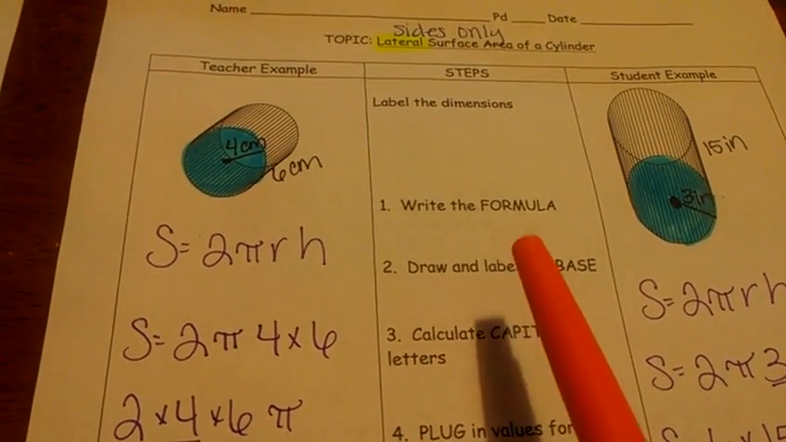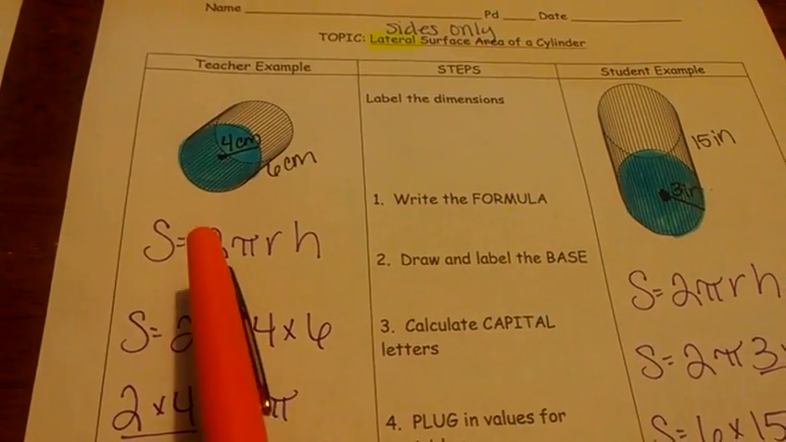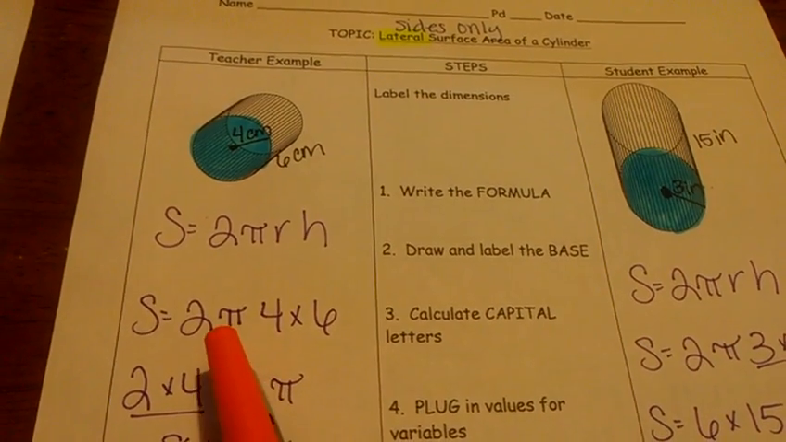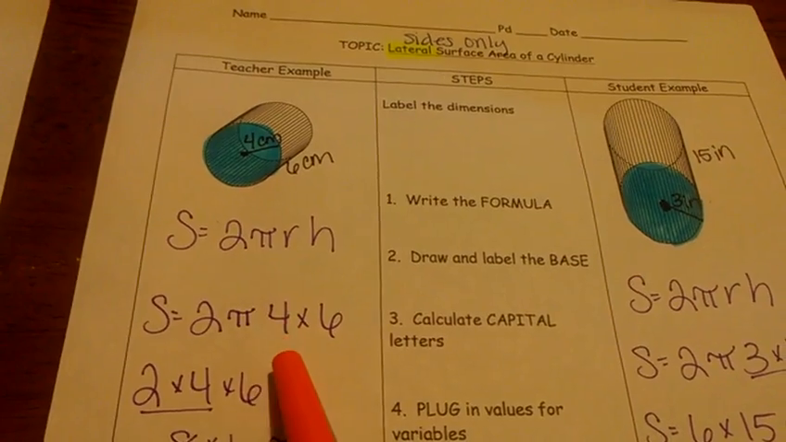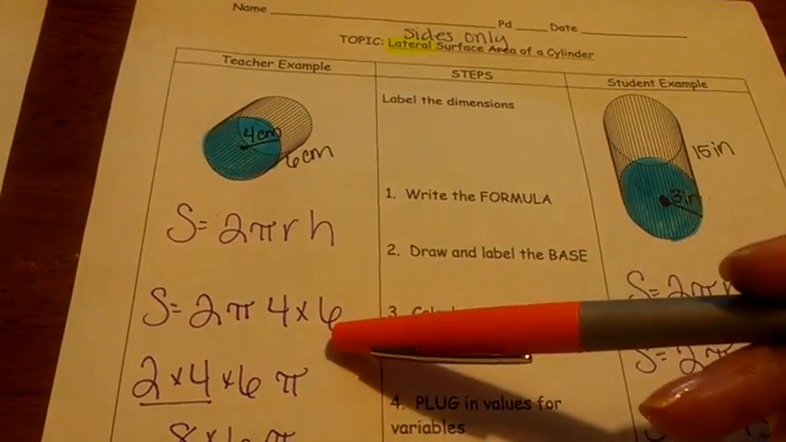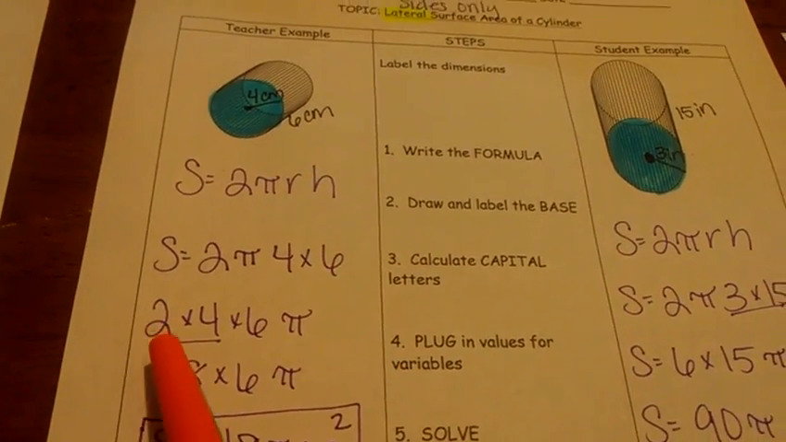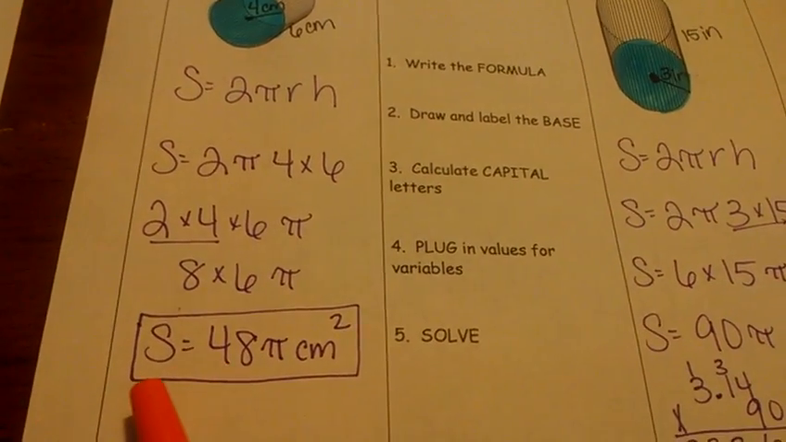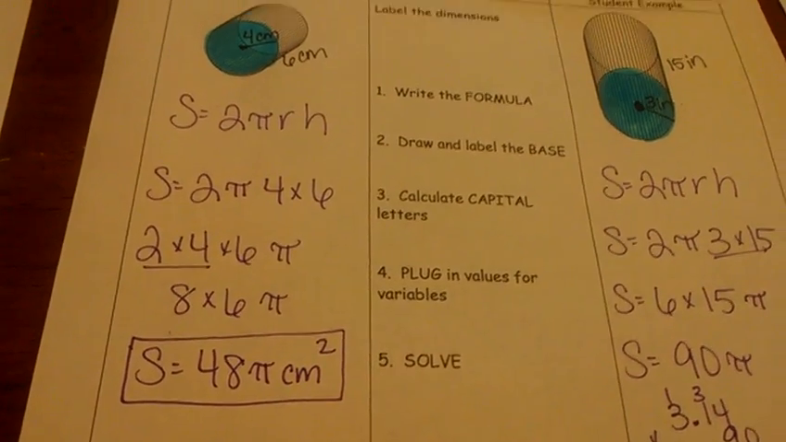I don't have to draw and label my base. I don't have to calculate capital letters because I don't have any. So 2 pi RH, 2 pi, I'm going to be leaving this answer in terms of pi. My radius is given, it's 4. And then my height, which connects my 2 bases, which are circles, is 6. 2 pi times 4 times 6. 2 times 4 is 8. 8 times 6 is 48. So the answer is 48 pi centimeters squared.